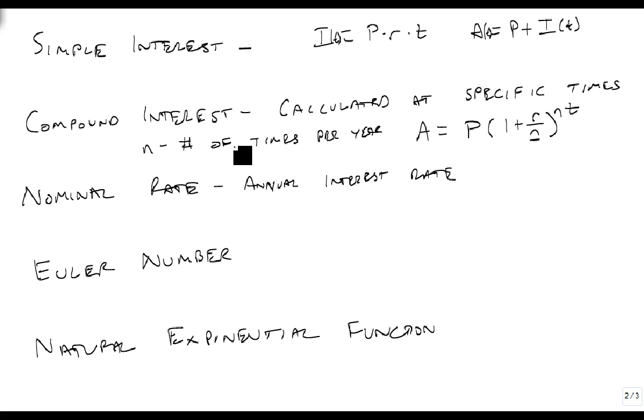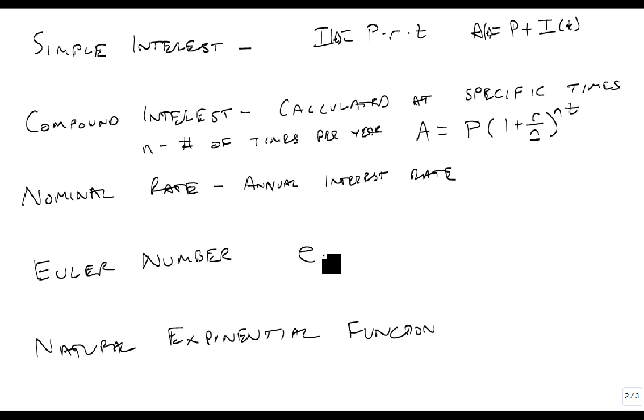Now, this last one that we're going to talk about is the Euler number. I know it doesn't look like Euler, but that's what it is. And Euler was a mathematician in the 1700s who did a lot of work with these exponentials, and he came up with a number that seems to show up quite often. And so e is the symbol that we use to represent this number.